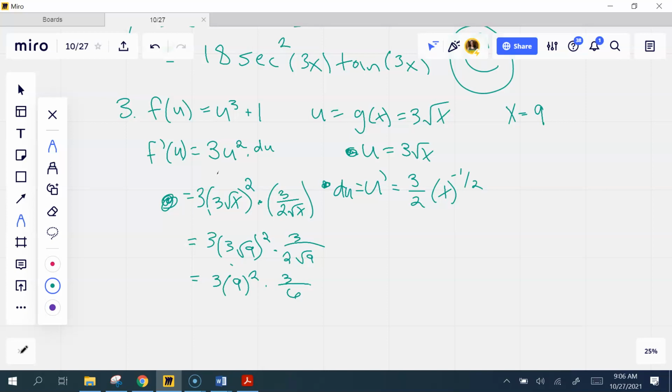All you do is plug in 9. x equals 9. So what she did, she found the derivative. She knew f of u was u cubed plus 1. That was given. So the derivative of u cubed is 3u squared. The derivative of 1 is 0, right? But I have to include the du, that's the piece most people were missing with the chain rule. She next came over to the right and said, to evaluate this, I need to know what u is. u is 3 times the square root of x, and what is du? Well, du is the derivative of that.